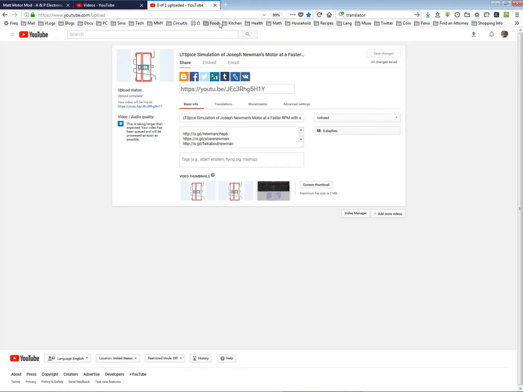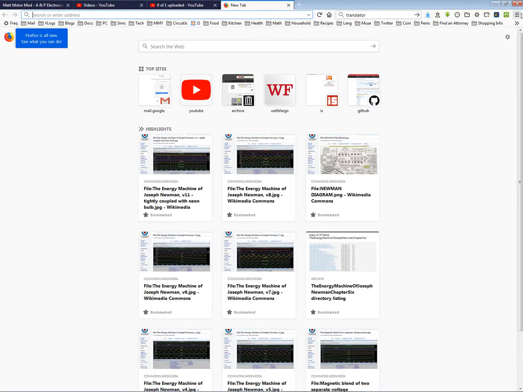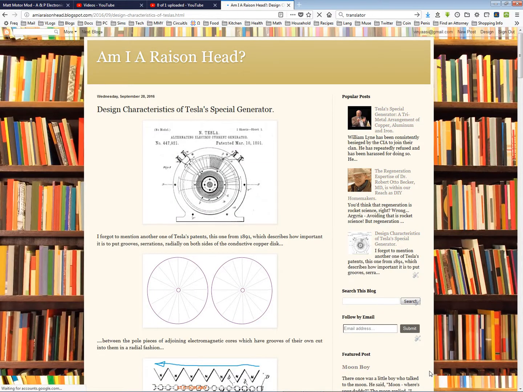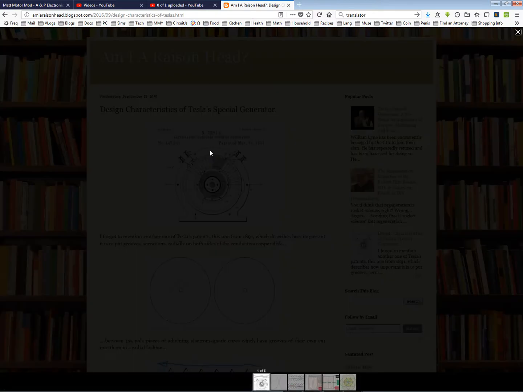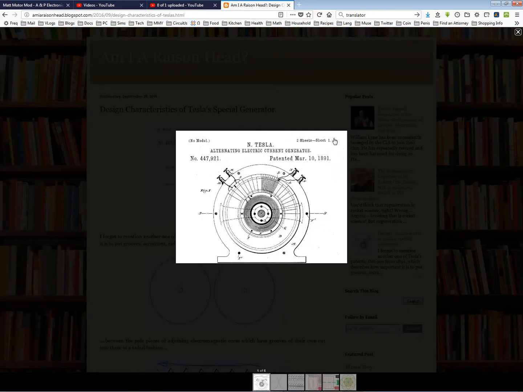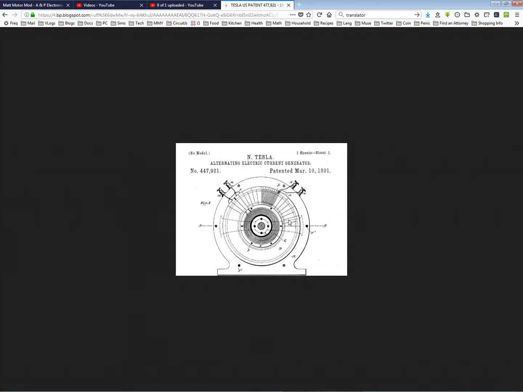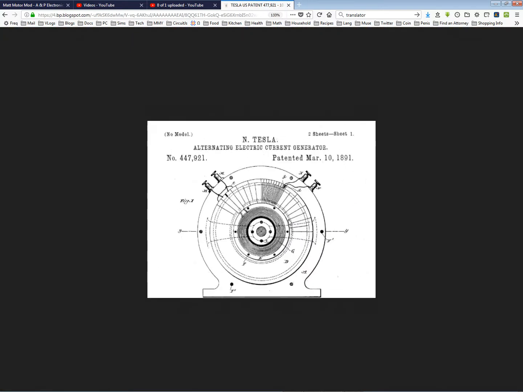I have it. This is no good. That's why I'm retaping this. Oh, here we go. Design characteristics of Tesla's generator, or special generator. So I'm referring to Tesla's... can we enlarge this? No, I guess not. Wait a minute. No, we can enlarge it. We just use the browser to do that.